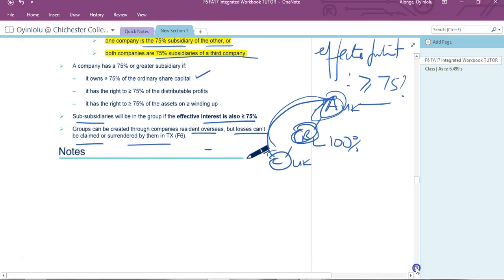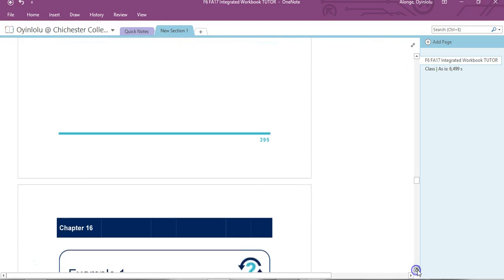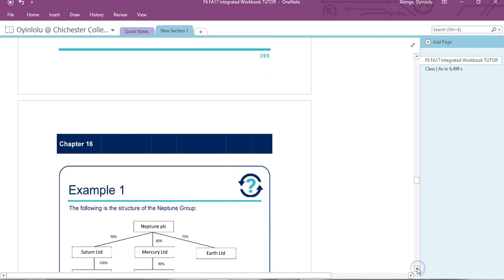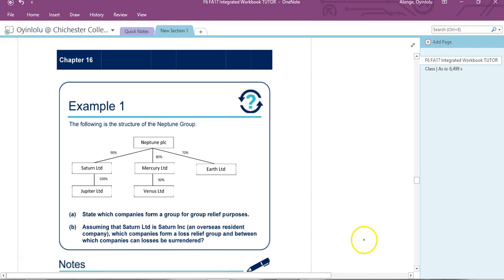Okay, great. Let's carry on. So this is an example, and this will be the first video, trying to define who's in the group and who's not. First of all, Neptune and Earth, 70%. So no, not in the group. It's not 75%, so Earth cannot receive or claim losses between itself and Neptune. Neptune can do so with Saturn because it's a 90% relationship. And Saturn owns Jupiter, so the effective relationship between Neptune and Jupiter is 90% times 100%.